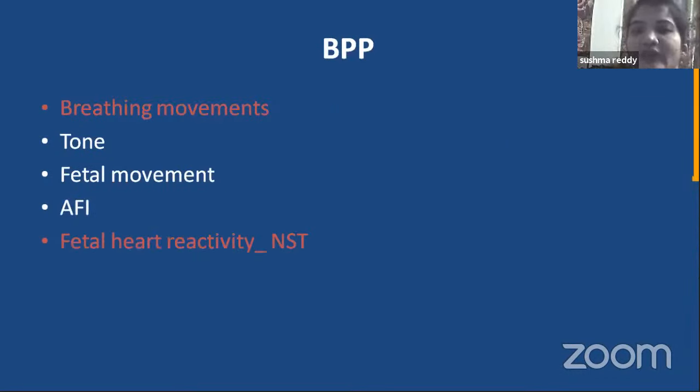Coming to biophysical profile, in biophysical profile we have breathing movement, tone, fetal movement, AFI and NST. So we have already seen that NST is very important and AFI, though it is important, is not very significant to consider when to deliver. Whereas breathing movement is the most important. If breathing movement is seen in a fetus, then it is very reassuring.